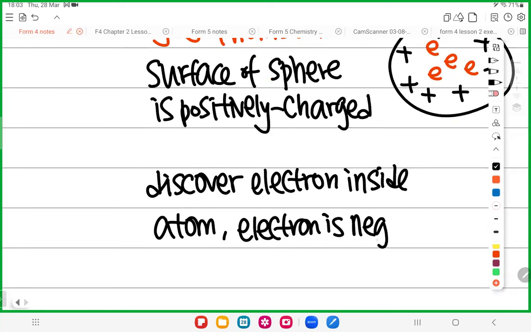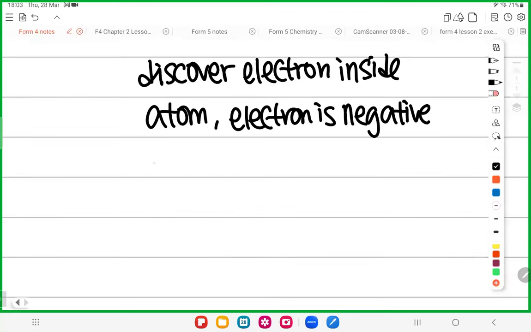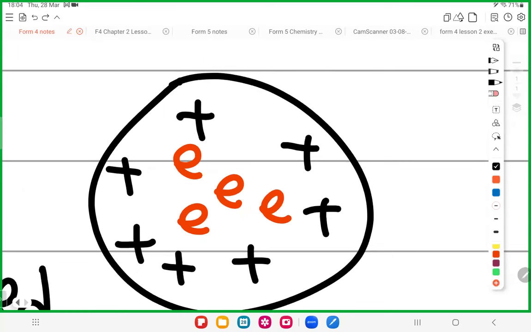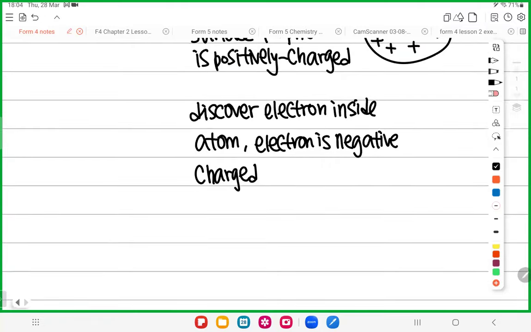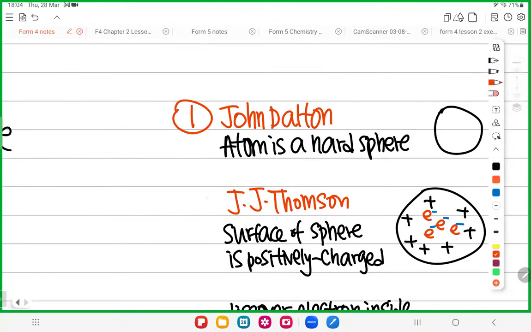So now you know already, inside the atom you have some small thing called electron, and the electron is negatively charged. So you see, inside the ball you have electron, the electron is negatively charged. So this is what J.J. Thomson tells us. No worry, later I teach you how to memorize. For now, just listen to my story. Let me finish the whole thing first. Okay, so this is the first scientist. This is the second scientist. Okay, we have five. So let's move on to the third scientist.